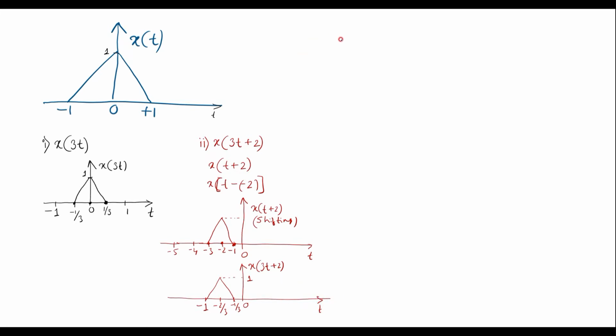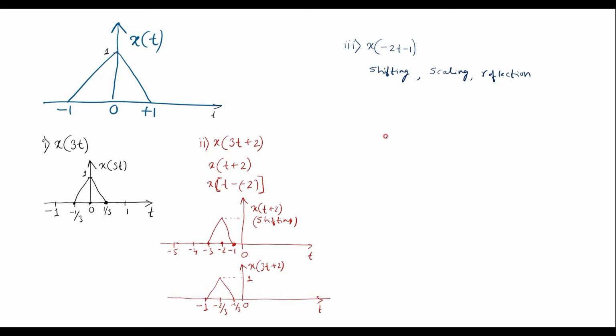Now we'll perform the third operation. Here we are supposed to perform three operations. One is t minus 1, that is the shifting operation. First we are supposed to perform the shifting operation. Then we are supposed to perform the scaling operation, that is x of 2t minus 1. Then we are supposed to perform x of minus 2t, that is nothing but reflection or time folding operation.